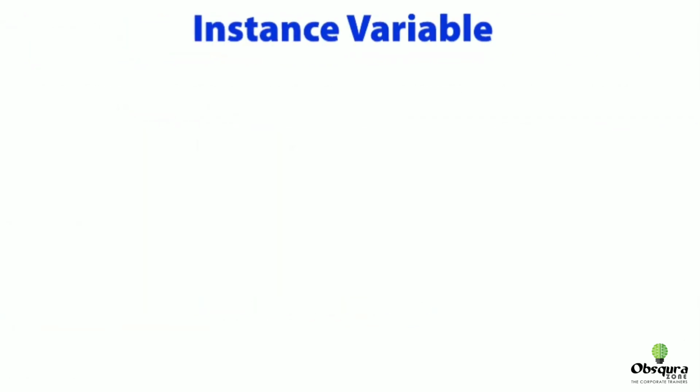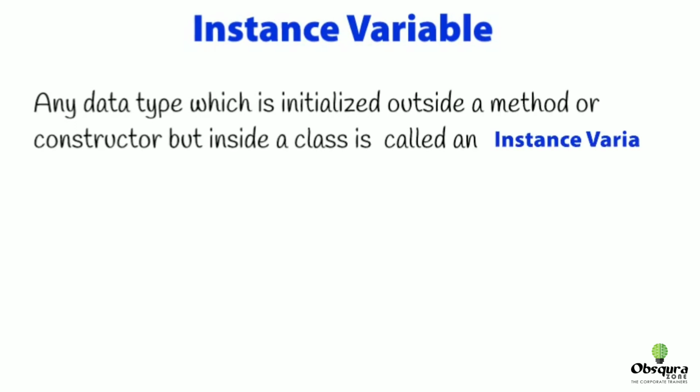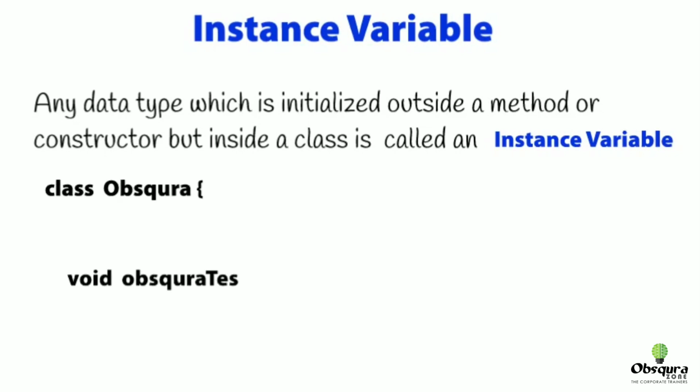Now, instance variable. Any data type which is initialized outside a method or constructor but inside a class is called an instance variable. Every instance variable has a default value. These are accessed with the help of objects.